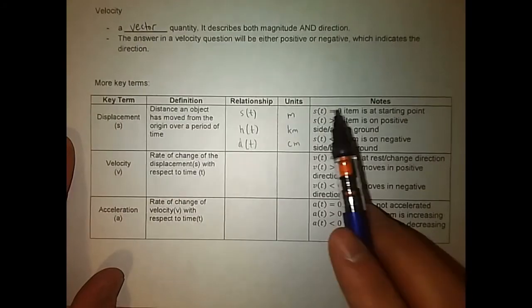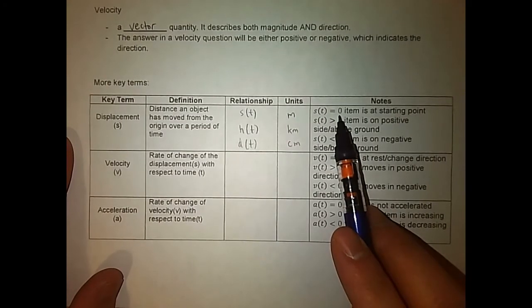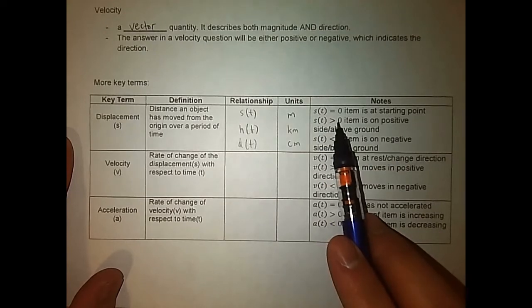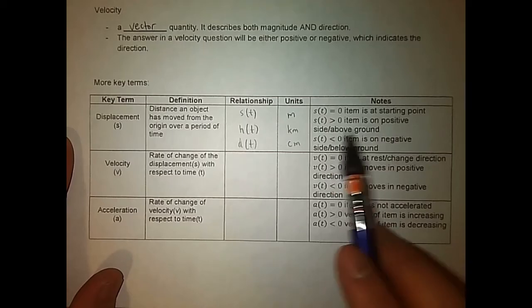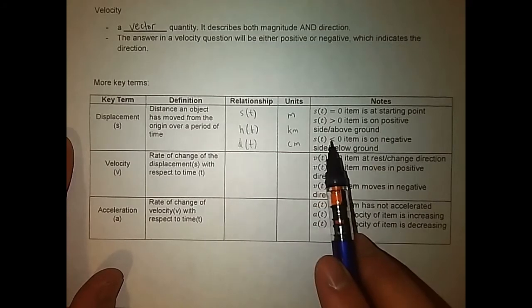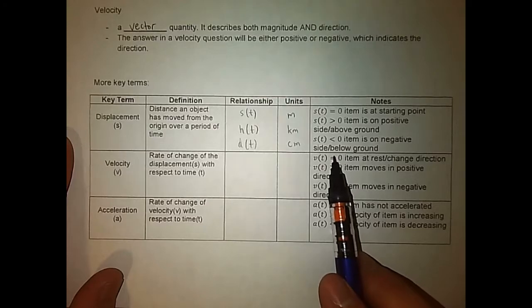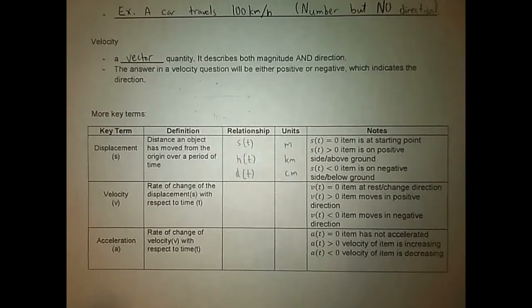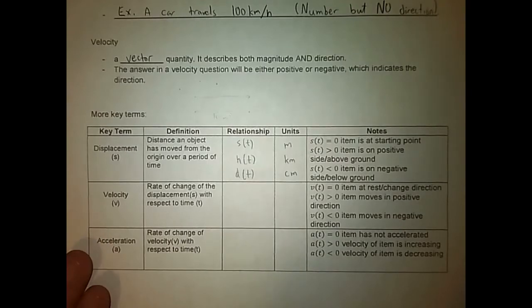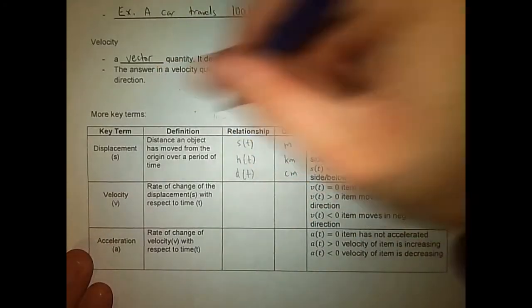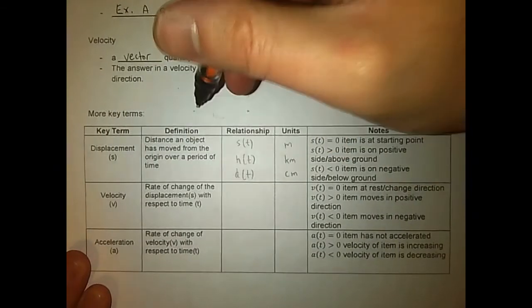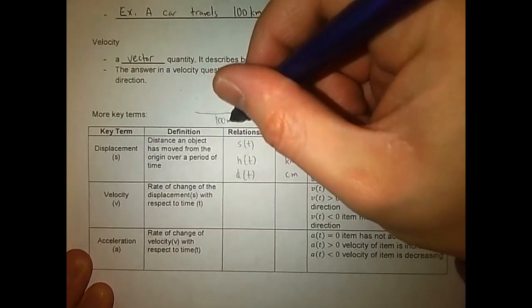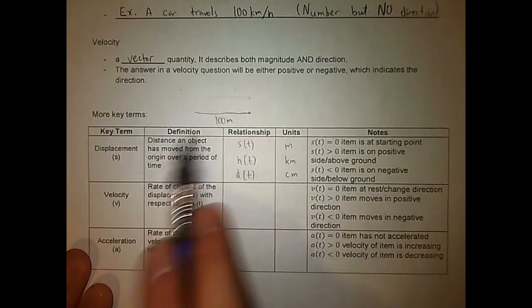And some notes. When s at t is equal to 0, the item is at a starting point. When s at t is greater than 0, meaning a positive number, the item is on the positive side or above ground. And when s at t is less than 0, the item is on the negative side or below ground. So displacement and distance can kind of seem like the same thing, but again, they're kind of different, like speed and velocity, where distance just worries about the actual number or measurement of the distance between 2 points. Let's say like 100 meters here. Not drawn to scale, obviously.